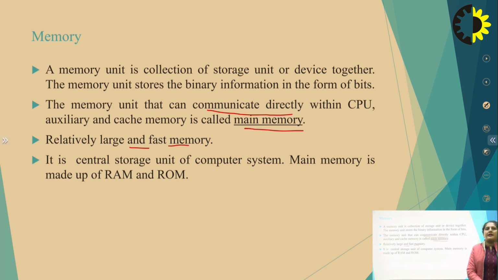So main memory is made up of RAM and ROM. As we know, RAM is random access memory, and ROM is read-only memory. We know the qualities and characteristics of RAM and ROM. RAM is volatile in nature and ROM is non-volatile in nature.